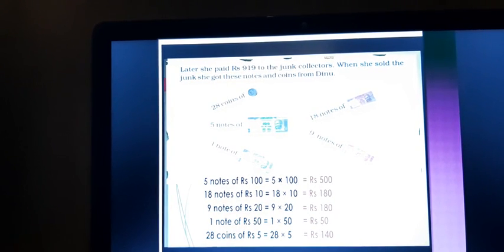So 18 notes of rupees 10 is 18 into 10, that is 180. 9 notes of rupees 20 is equal to 9 into 20, that is rupees 180. Means 9 2s are 18, so 0 comes there. Like that only, 1 note of 50 rupees: 1 into 50 is 50 itself.